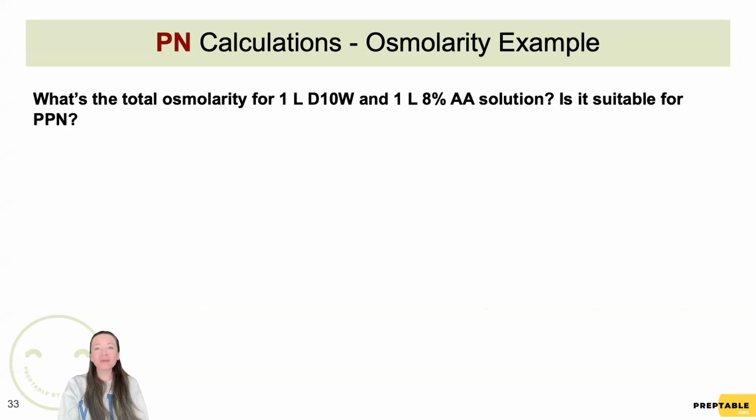What is the total osmolarity for 1 liter of D10W, so 10% dextrose in water, and 1 liter of 8% amino acid solution? Is it suitable for PPN? Let's go ahead and calculate the osmolarity contributions first. Note, we aren't given electrolytes here, so we do not need to include that.